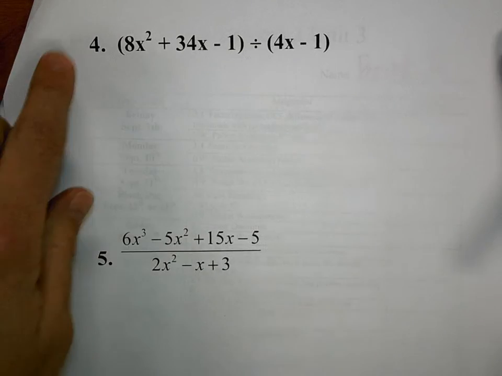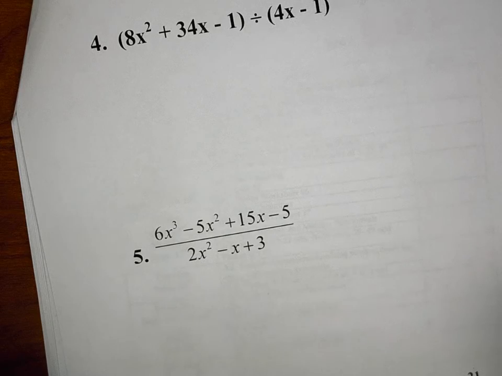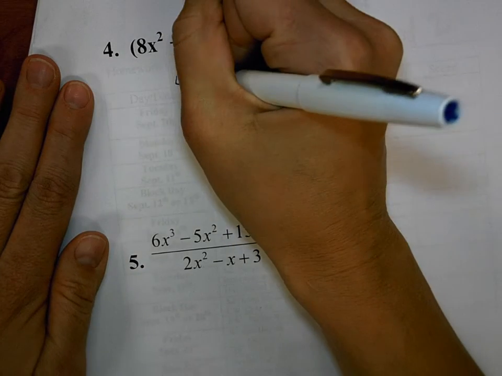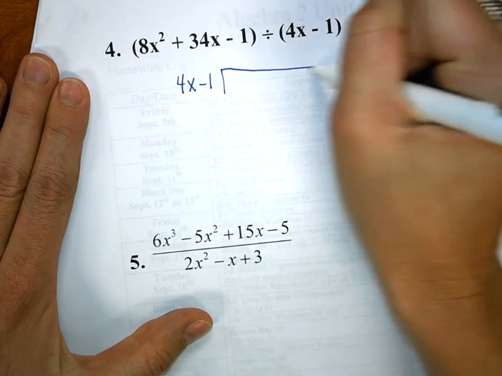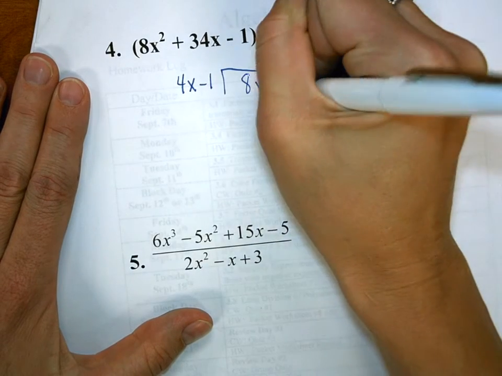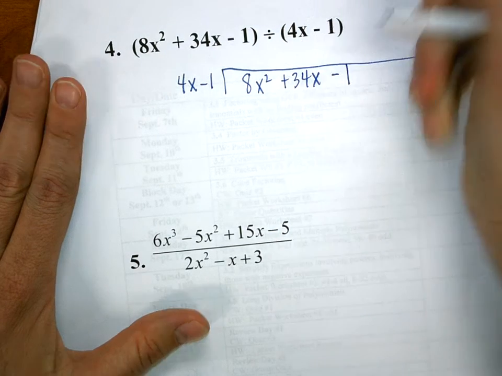Part 2 of long division. So how do you think I need to write this? Good. 4x minus 1, and then we have our long division, and I have 8x squared plus 34x minus 1.